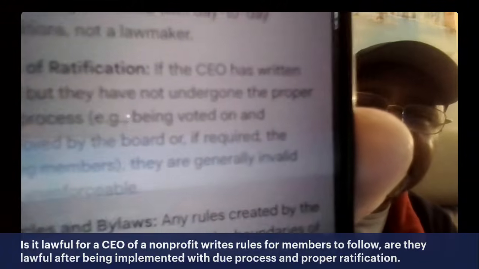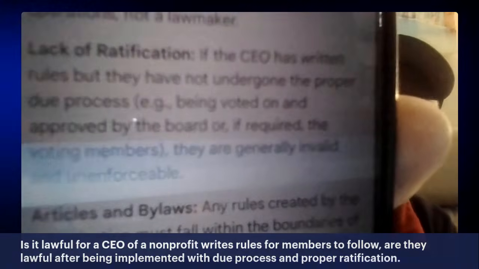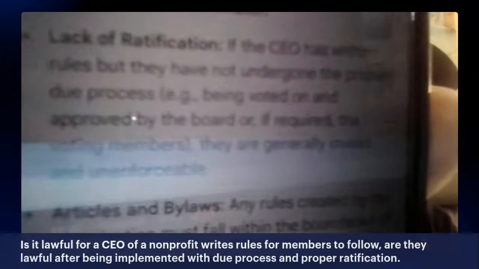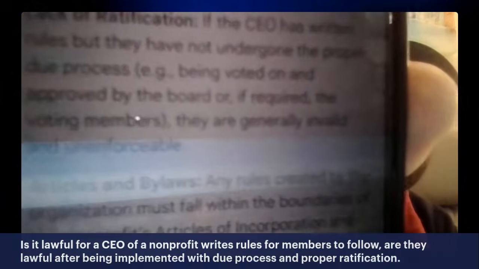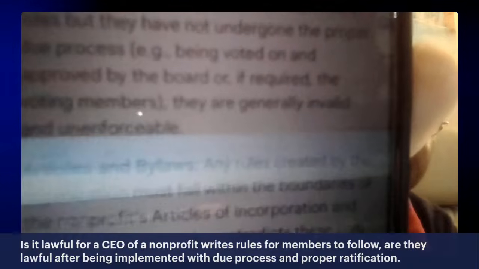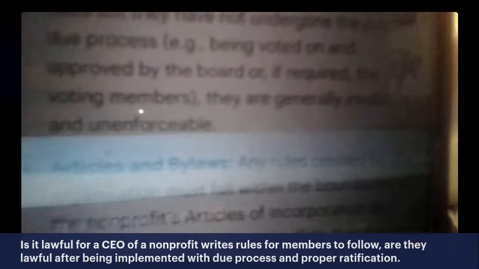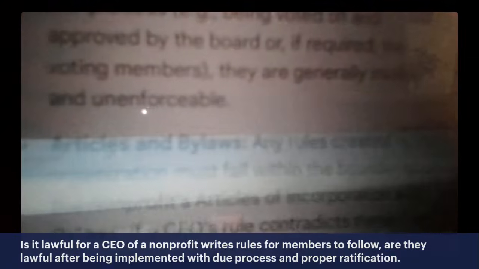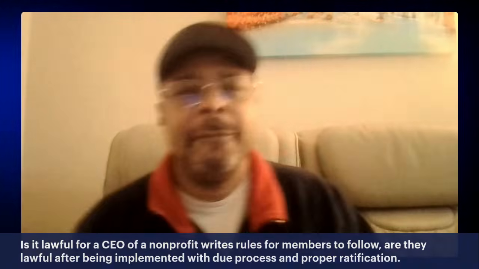Lack of ratification. If the CEO has written rules, but they have not undergone the proper due process, being voted on and approved by the board, or if required, the voting members, they are generally invalid and unenforceable.